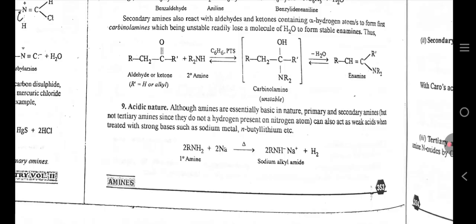Acidic nature. Although amines are essentially basic in nature, primary and secondary amines, but not tertiary amines, since they do not have a hydrogen atom on the nitrogen atom, can also act as weak acids when treated with strong bases such as sodium metal and butyl lithium, etc.